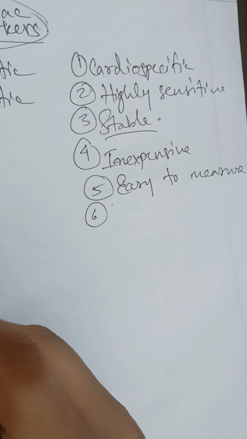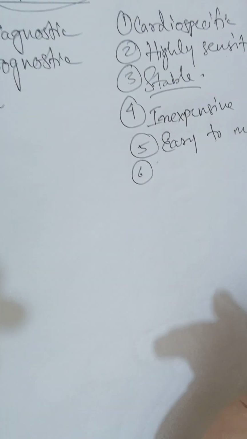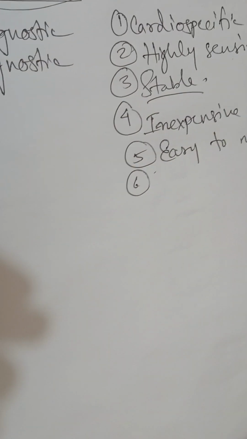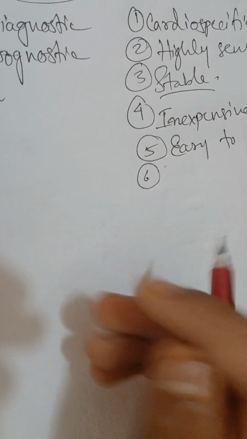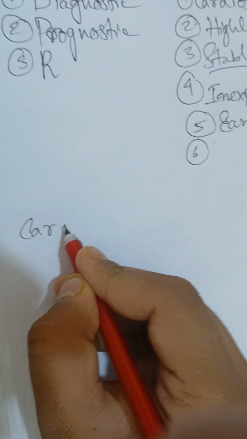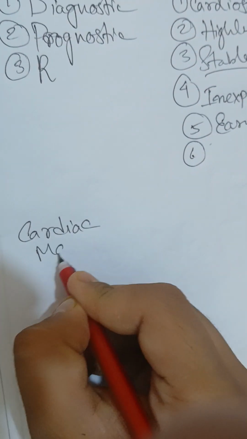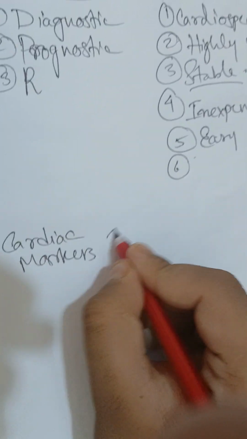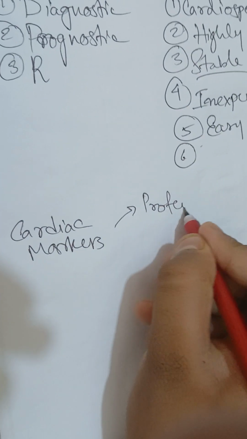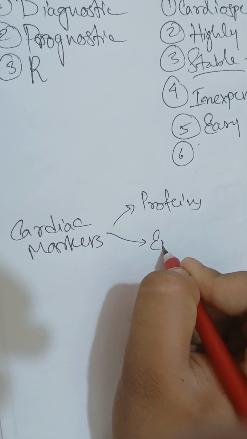The cardiac markers are of two types. They are proteins or enzymes. Enzymes are also proteins, and there are non-enzymatic proteins as well. These are the cardiac markers: proteins and enzymes.